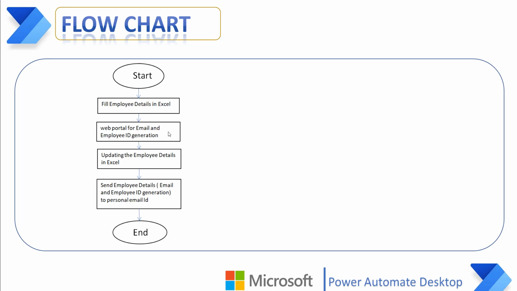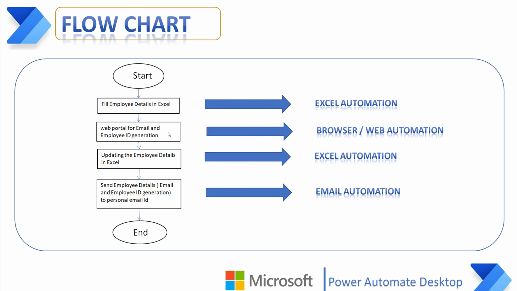Once they have received these details, such as the employee ID and the email ID for the corporate or the organization, they will send these details to their personal email ID through mails. But over here, if you observe, these are all manual tasks. By using our RPA, that is Power Automate Desktop, we can automate these tasks from start to end. How can we go ahead and do that?